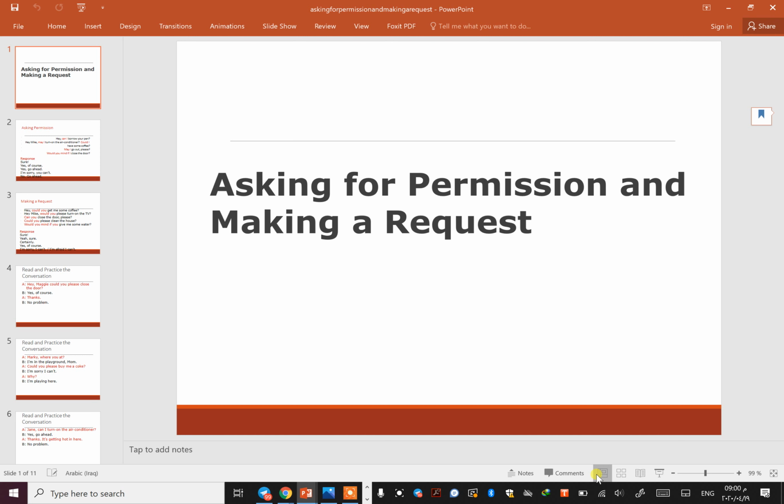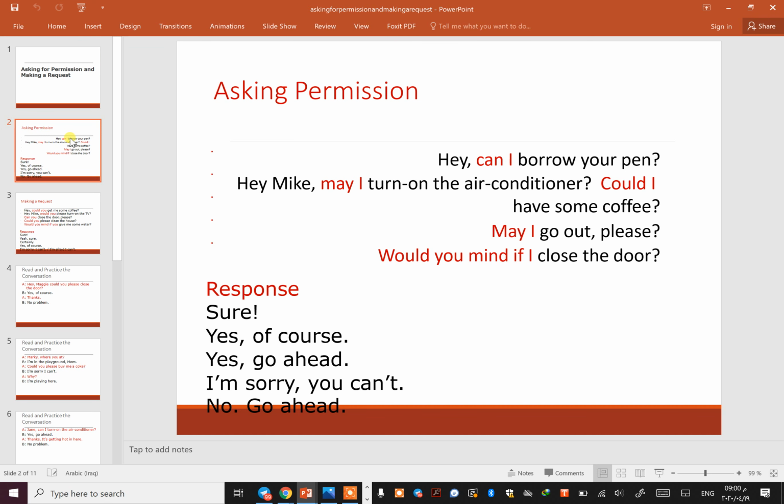Before we talk about asking for permission in English, that means it is رخصة. Permission, رخصة. The verb comes from the verb permit. So permission comes from the verb permit.